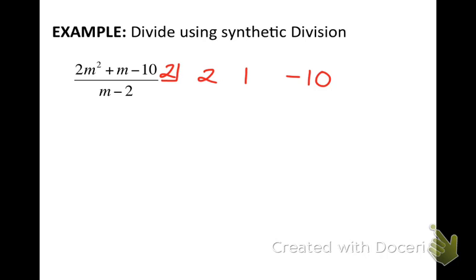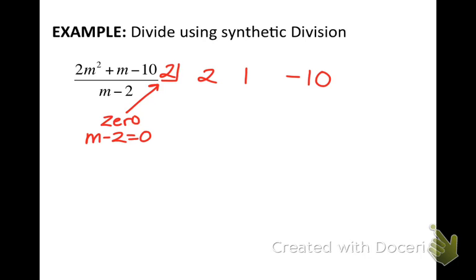I guess I should have shifted over a little bit. If this was m plus 2, then we would put a negative 2 in the half box. If this was m minus 3, then I would put in 3. If it was m plus 1, then I would put in negative 1. So this number right here is the 0, and to find your 0, you just take whatever your divisor is, set it equal to 0, and then solve it, right? Okay, so now this is the process for synthetic division.